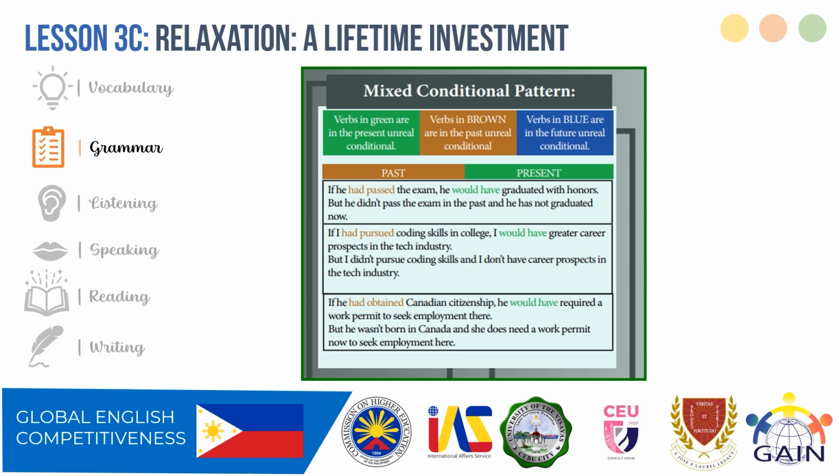Let me show you a couple more examples using the mixed conditional pattern. Keep in mind that in the following examples, verbs in green are in the present and real conditional. Verbs in brown are in the past and real conditional. And verbs in blue are in the future and real conditional. You may pause the video so you will have more time to read examples and explanations.